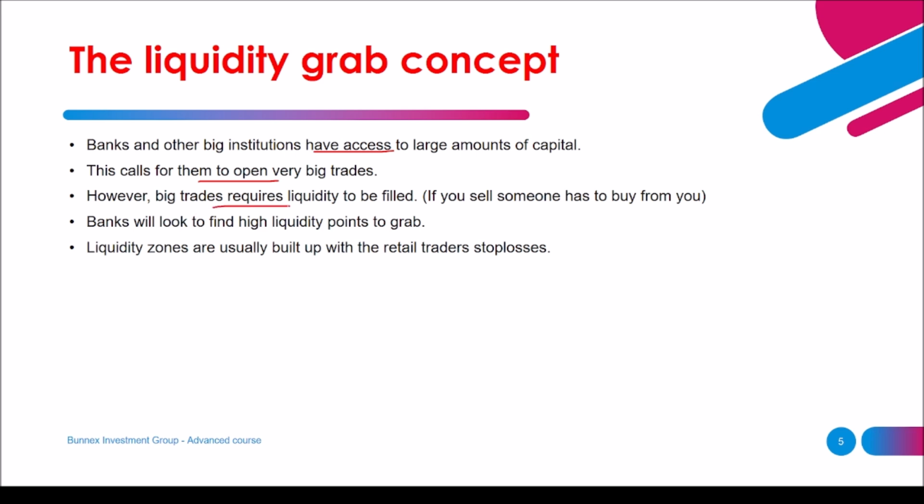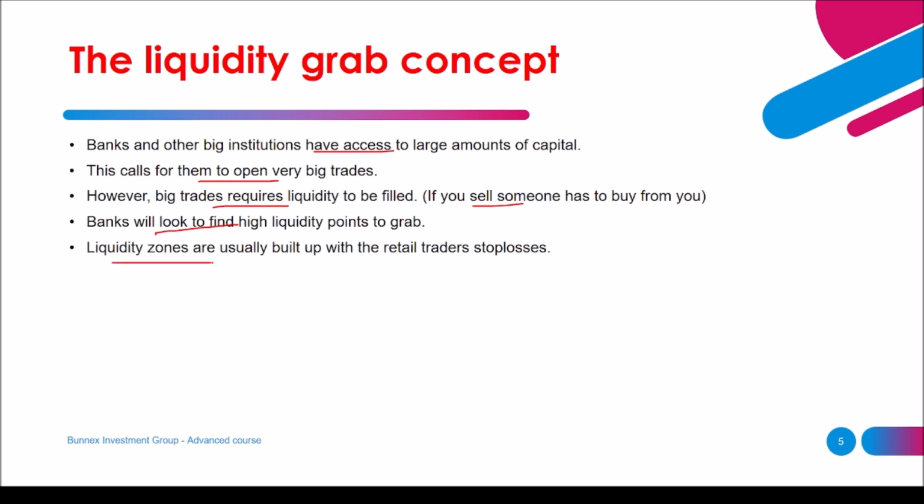However, big trades require liquidity to be filled, right? What do we mean by that? If someone sells to you, or if you sell to someone, there should be someone who is going to buy from you. So for a trade to be filled, it needs a corresponding seller or a buyer. So for their trades to be filled, they need someone who is going to buy or sell to them. So to do so, banks will look to find high liquidity points to grab. If they grab the liquidity, or if they push the markets to the liquidity zones, they will be able to attain people who are going to buy from them, or people who are going to sell to them.